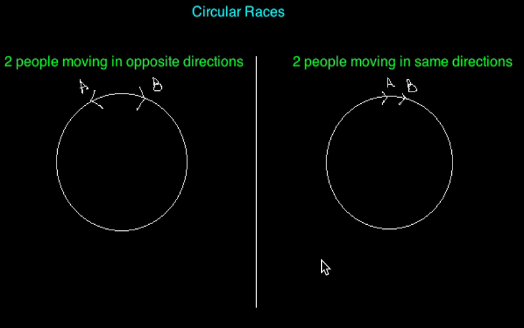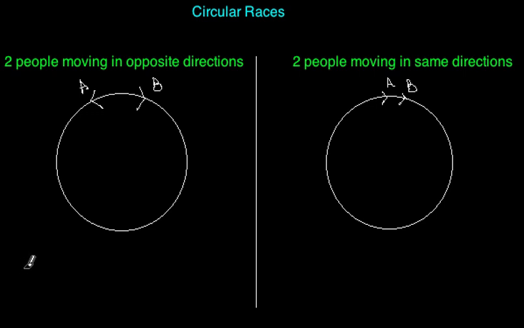Okay, so here we'll be talking about circular track races. There are two situations which could happen in that case. Suppose the two people are moving in the opposite direction on the same circular track. In that case, what would be the relative speed of A with respect to B, or the relative speed of B with respect to A?